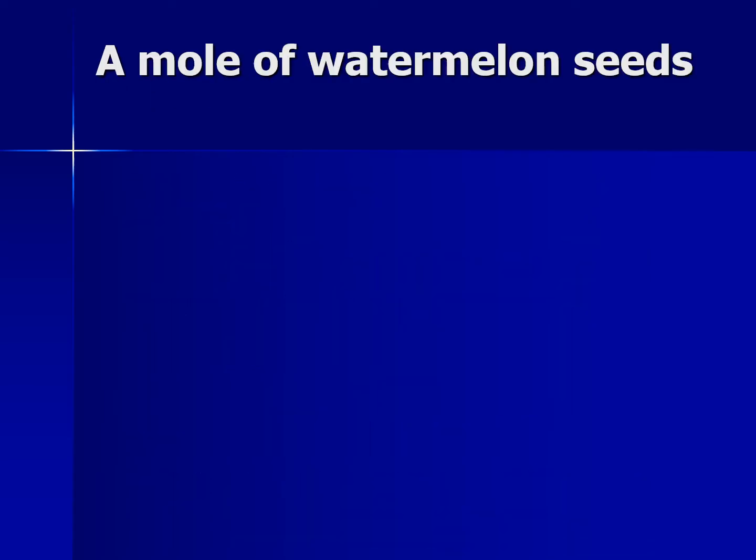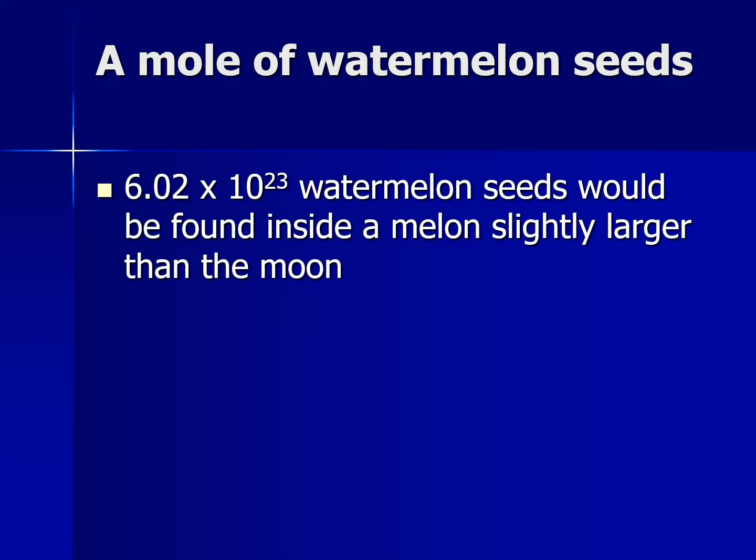So let's kind of get this number in perspective if we can. It is a large number, so sometimes it's hard for us to comprehend how large that is. So I'm just going to go through some examples, and hopefully you will be able to see how large this number is. So if we had 6.02 times 10 to the 23rd watermelon seeds, those would be found inside a melon, slightly larger than the moon.